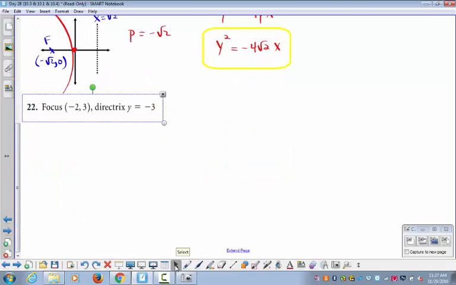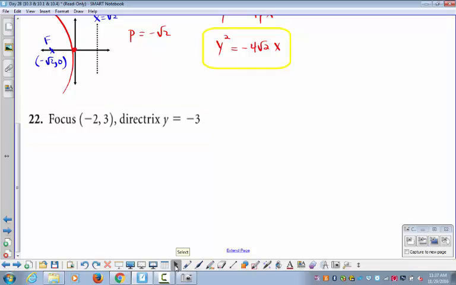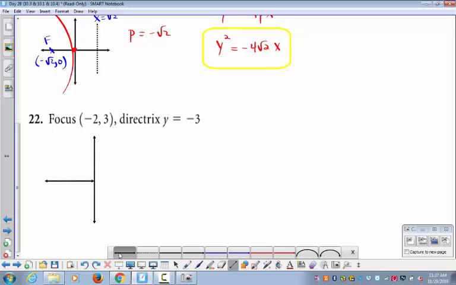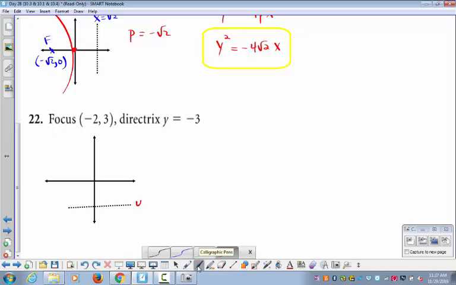One more of those guys. Again, picture. Really, really helps. So y equals negative 3 is the directrix. Down there. And then the focus is at -2, positive 3. Let me move this line a little bit. So -2, positive 3. Here's our focus.